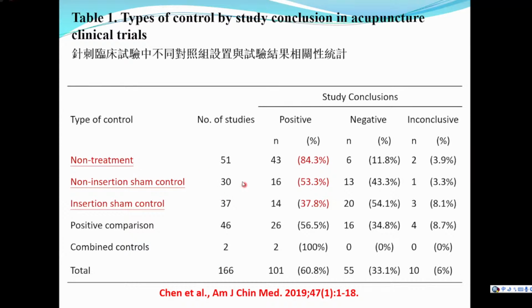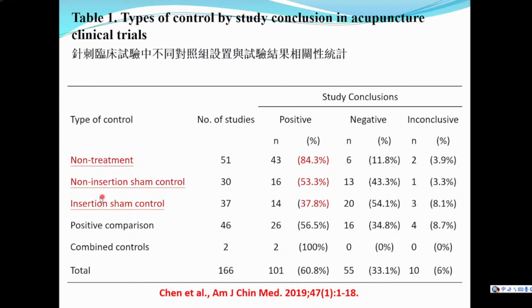If you compare the treatment with acupuncture to no treatment as the control group, of the total of 51 papers we found, 80% of the papers were positive. Only 2 papers were negative.